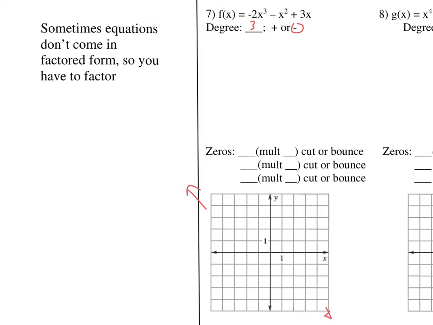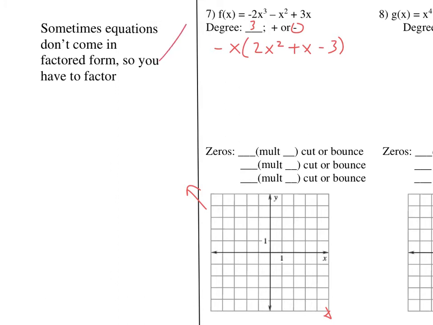I see my leading coefficient is negative, and I have a GCF of x. Whenever that happens, I like to take out a negative x. I think that makes the rest of the factoring a lot easier. If I do take out a negative x, it switches the sign of everything inside, so that'll become positive 2x squared plus x minus 3.